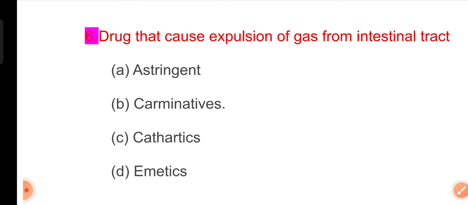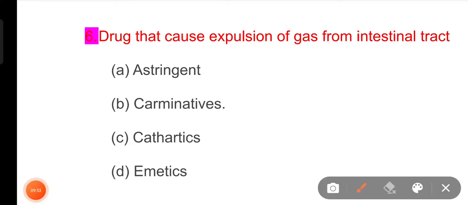The right option is option B. Carminative drugs are used to expel the excessive gas which is present in the intestine.